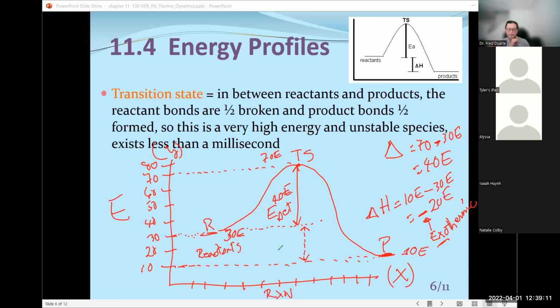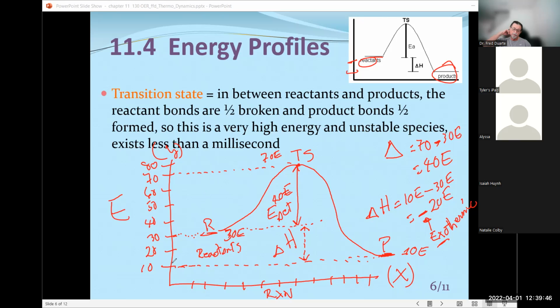Okay, and be familiar where delta H is right here. That's the difference between the product energy level minus the reactant energy level. Okay, and this is the typical example of an exothermic reaction. And if you look at the graph here, notice that the product energy level ends up at a lower energy level than the reactants.